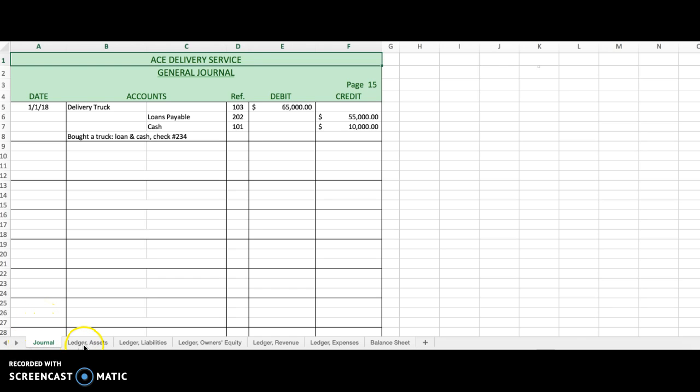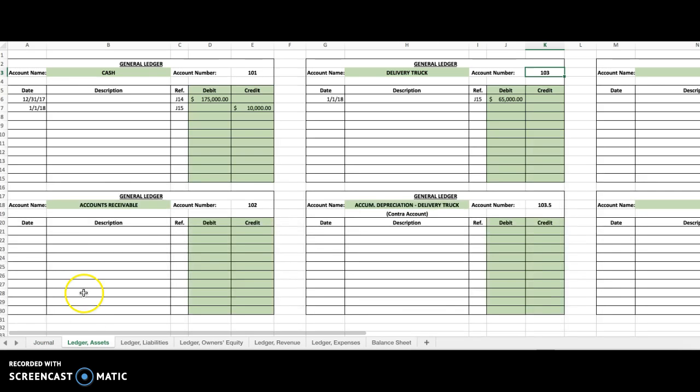Let's take a look at the ledger accounts. At the bottom, you see the tabs as we've had before. And in the general ledger under cash, we see that at the end of 2017, we had a balance in cash of $175,000. Now, the next day, January 1, we spent $10,000 on the delivery truck, so we credited. Very simple. Here's the delivery truck account, and it's debited by $65,000.